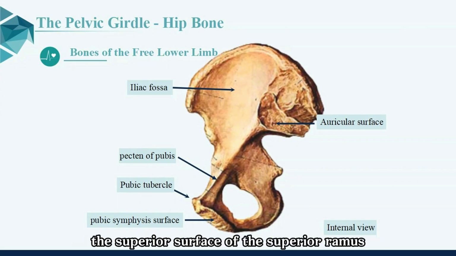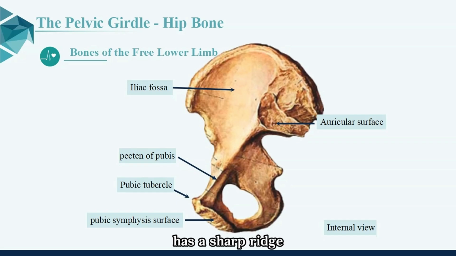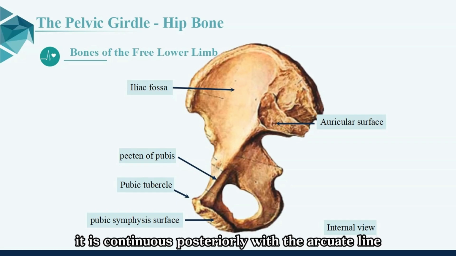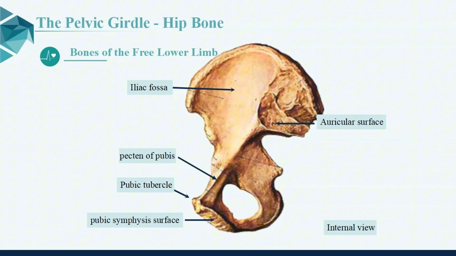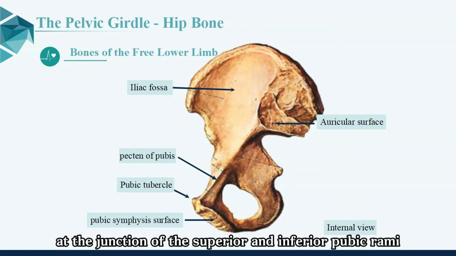The superior surface of the superior ramus has a sharp ridge. This is the pecten pubis. It is continuous posteriorly with the arcuate line. Anteriorly, it ends at the pubic tubercle. This is an important superficial landmark. The thick, blunt ridge from the pubic tubercle to the midline is the pubic crest. It is also palpable at the junction of the superior and inferior pubic rami.